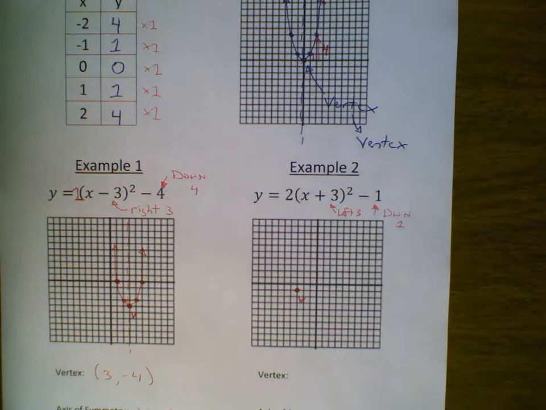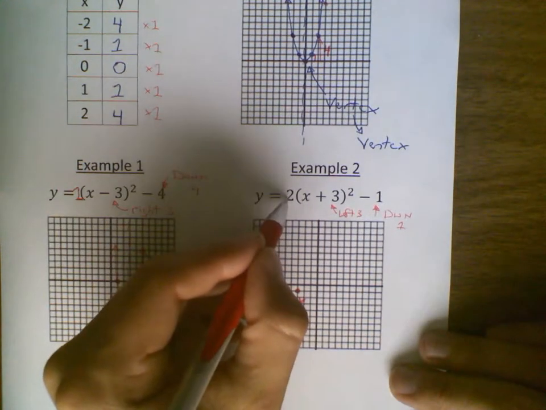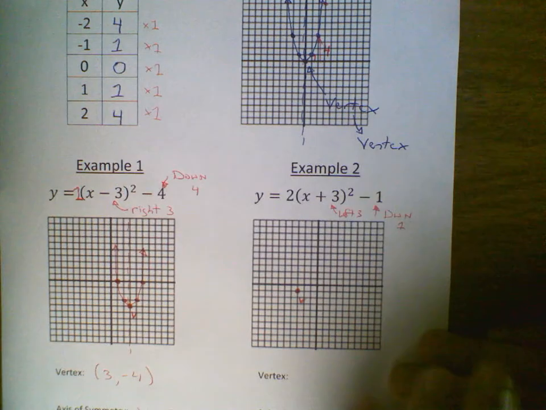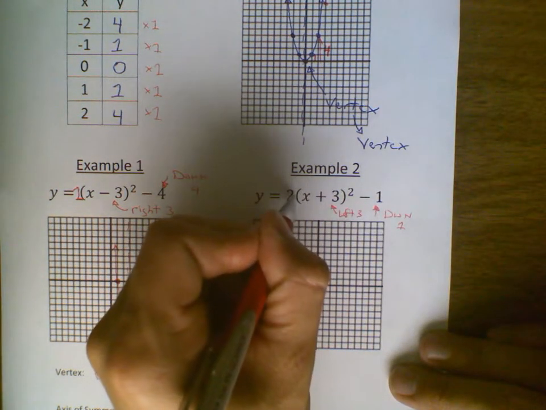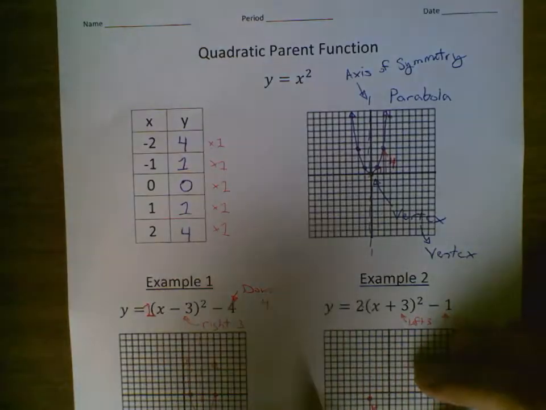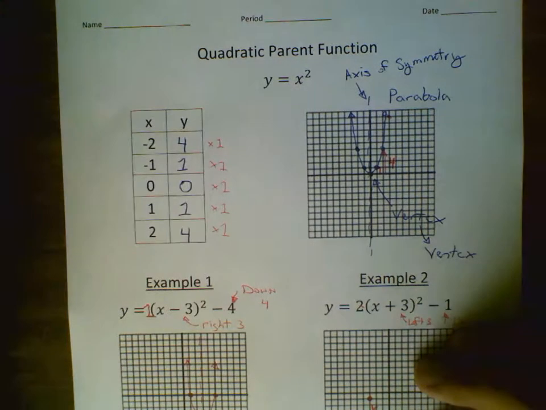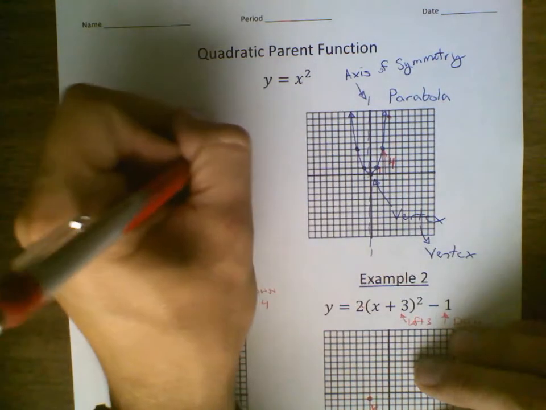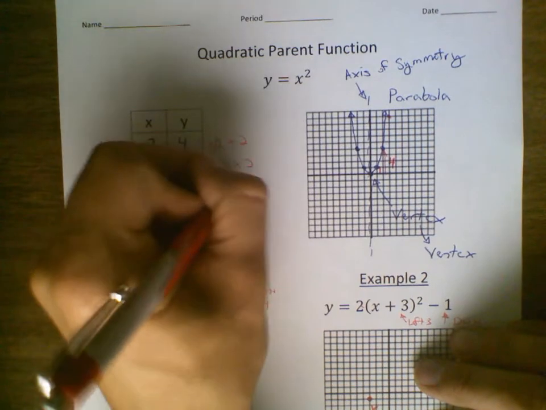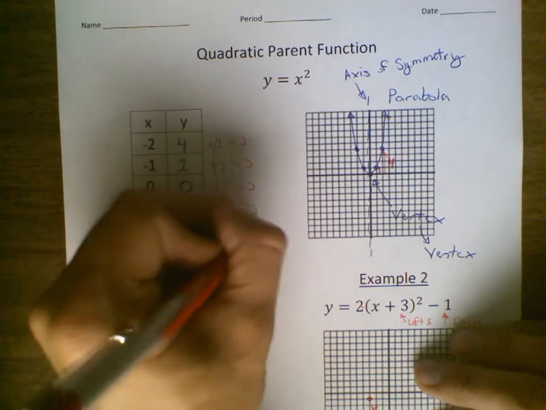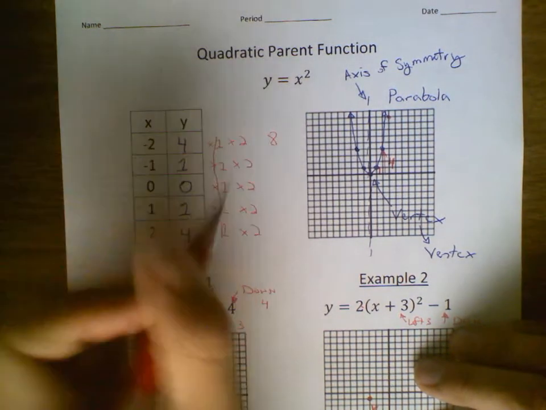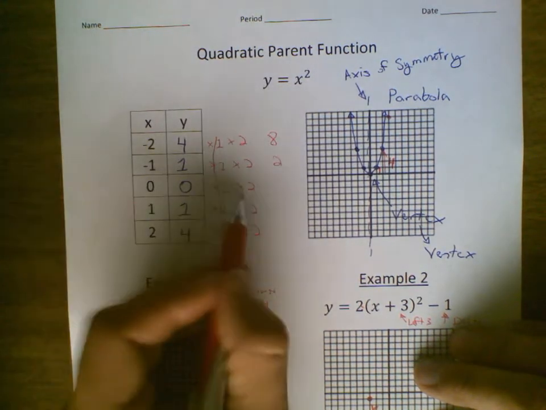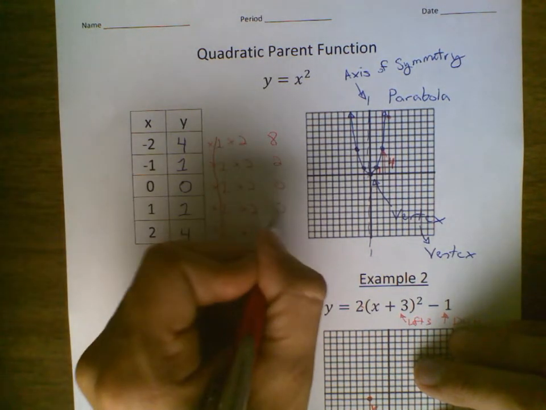Now, this problem is a little bit trickier, and the reason why is because you'll notice my stretch here is now a 2. Okay? What that does then, this 2, because it's being multiplied, it's going to multiply all my original y values, all my original stretches by 2. So instead of multiplying by 1s, I'm now going to multiply them all by 2s. So 4 times 2, well, that gives me 8. 1 times 2 gives me 2. 0 times 2 gives me 0. 1 times 2 gives me 2. 4 times 2 gives me 8.